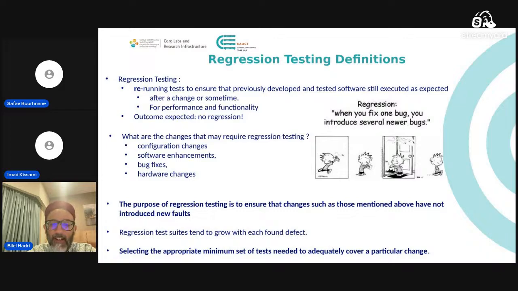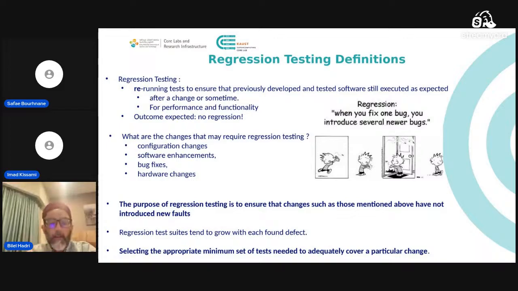As you see in this nice cartoon, usually we get rid of a bug and we are happy, but if we're not careful, we introduce more issues. It's like the game whack-a-mole: you try to catch one and then others pop up. Why? Because today you have a lot of changes that require testing: configuration changes, software changes, bug fixes, and hardware changes. The purpose of regression testing is to ensure that such changes do not introduce new issues. The regression suites tend to grow over time.